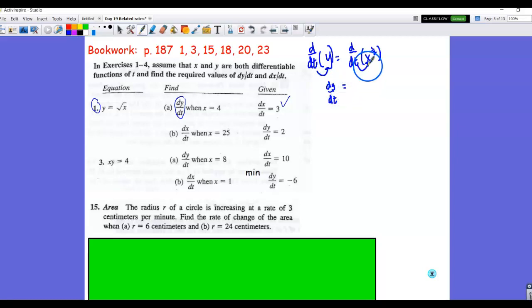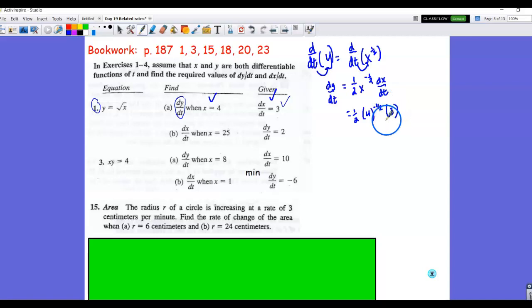On the right-hand side, the derivative of x to the 1/2 power, we're going to use the chain rule. So I get 1/2 x to the negative 1/2 power. Here comes the chain rule, dx/dt, because of that variable disagreement. All right, we know that x is 4 and dx/dt is 3, so we have 1/2 of 4 to the negative 1/2 power, and dx/dt is 3.